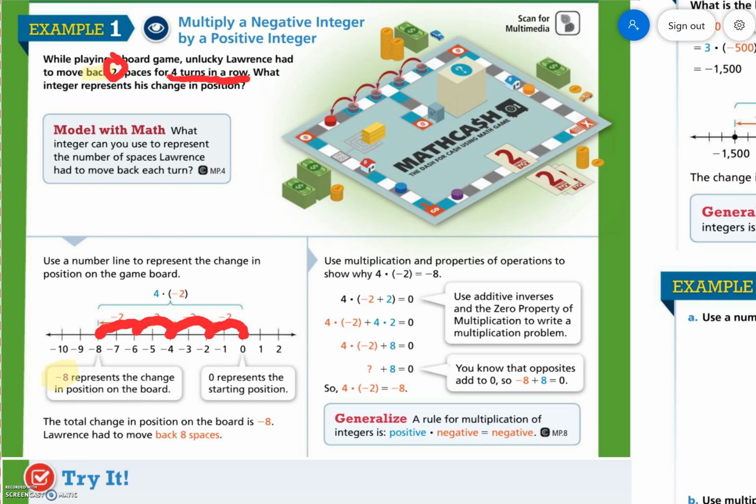And we know that he is moving back 2, and we are multiplying it by 4 because that's how many times he had to do it. A negative times a positive is equal to a negative. So that's going to be -8. So this is big to note.